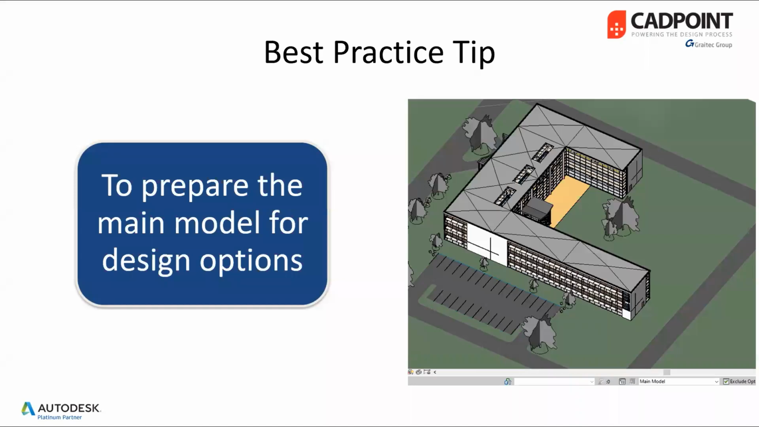A best practice tip to prepare the main model for design options. In the main model, create as much of the model as possible before adding any design options. Include elements that will be common to all design options. Use design options for only those parts of the model that will vary.